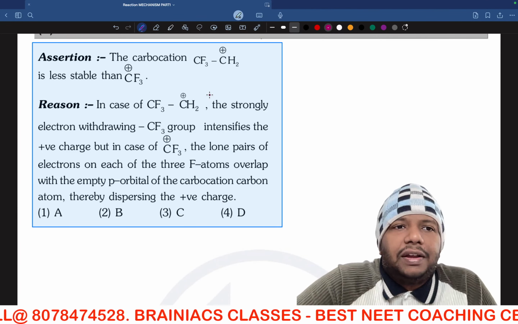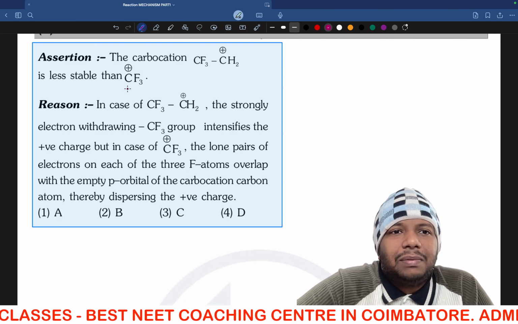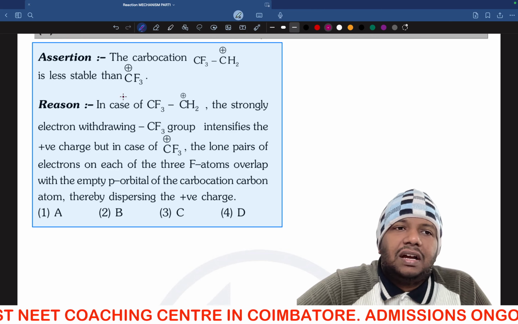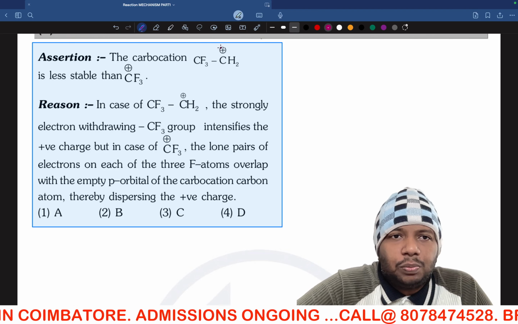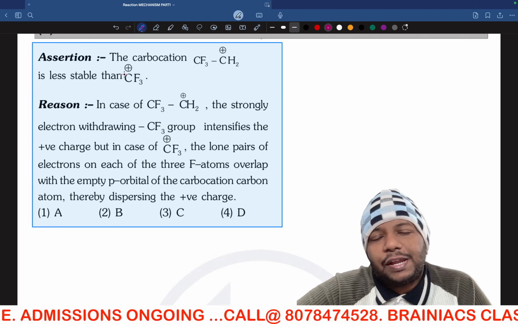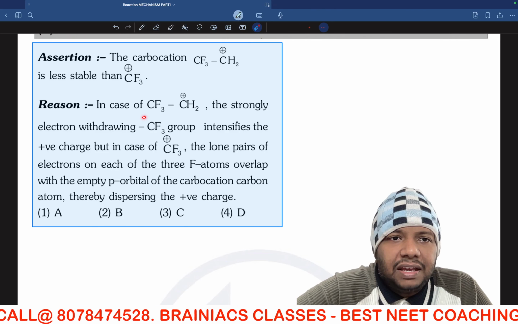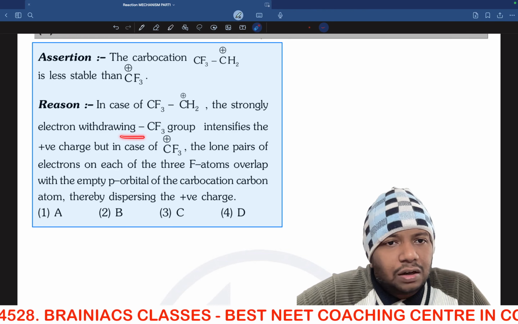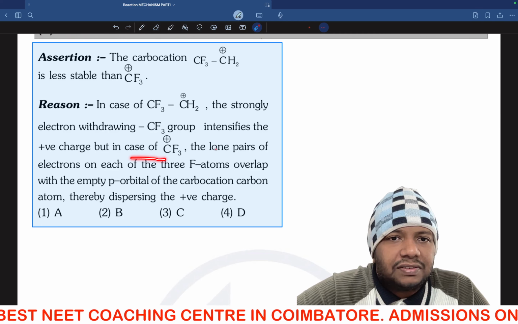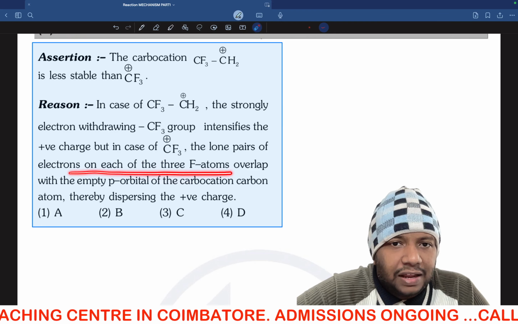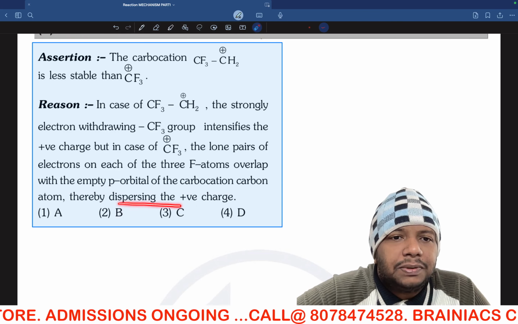Let's see it. The carbocation CF3CH2+ is less stable than CF3+. This is the question mentioned. The assertion is this one: the carbocation CF3CH2+ is less stable than CF3+. Then the reason they are telling is, listen: in case of CF3CH2+, the strongly electron withdrawing CF3 group intensifies the positive charge, but in case of CF3+, the lone pairs of electrons on each of the three fluorine atoms overlap with the empty p orbitals of the carbocation carbon, thereby dispersing the positive charge.